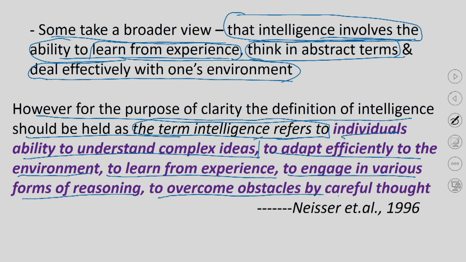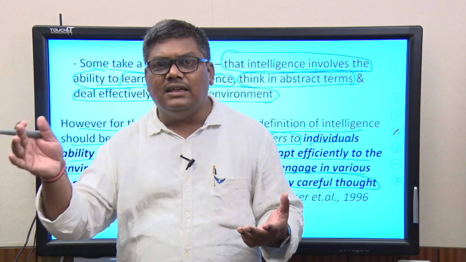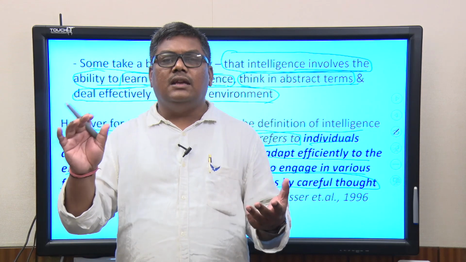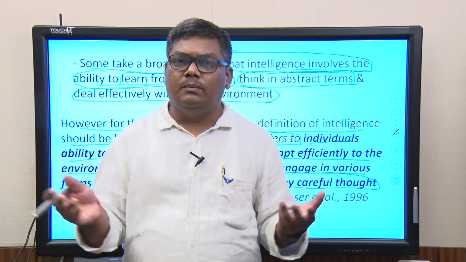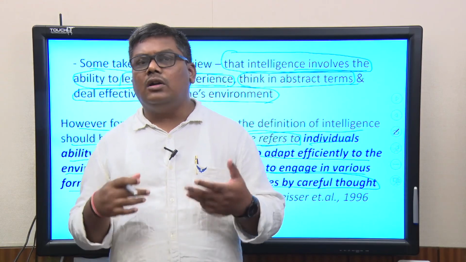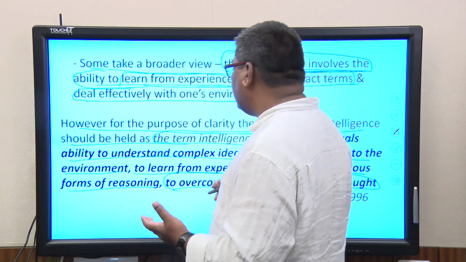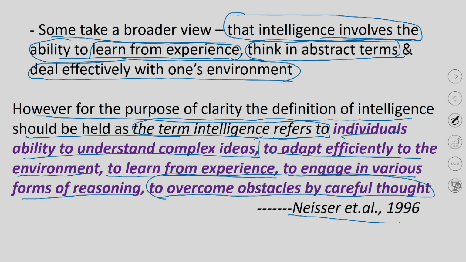And also, to overcome obstacles by careful thought. Can I use thinking, propositional and imaginal thought, to overcome obstacles? Can I design equations? Can I think of ways, or can I imagine a whole situation in a certain way so that I can move out of obstacles, or not get into obstacles? If that is what I can do, then it is what is called intelligence, and that is the most premier definition, or the most apt definition, which is given by Neisser.